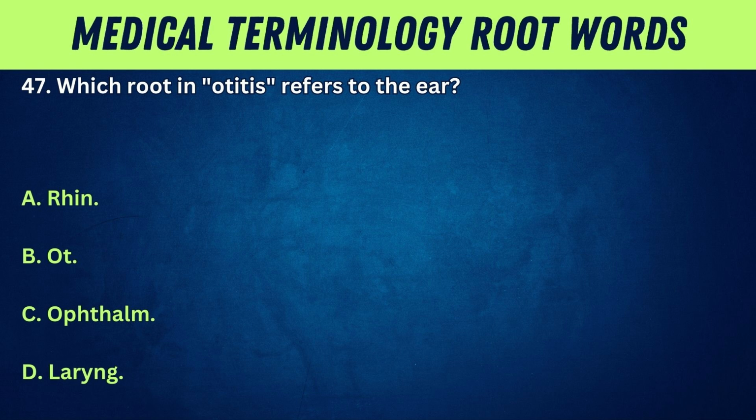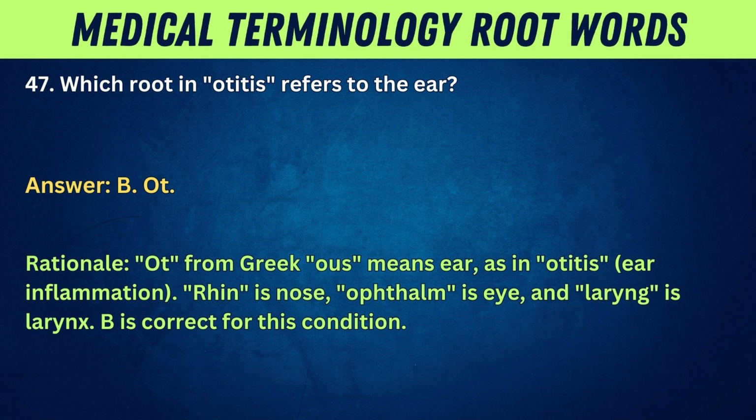47. Which root in otitis refers to the ear? A. Rhin. B. Ot. C. Ophthalm. D. Larynx. Answer: B. Ot. Rationale: ot from Greek ous means ear, as in otitis, ear inflammation. Rhin is nose, ophthalm is eye, and larynx is larynx. B is correct for this condition.